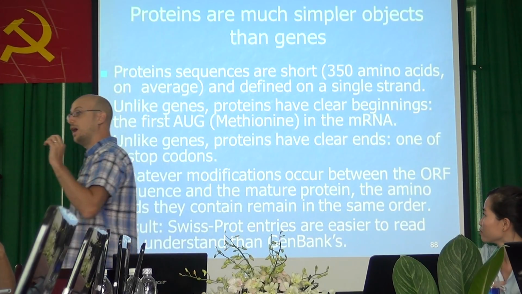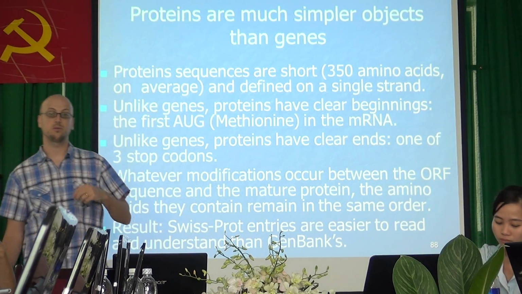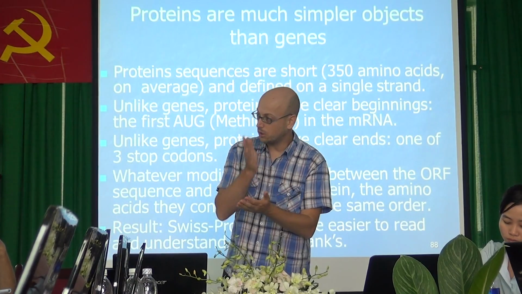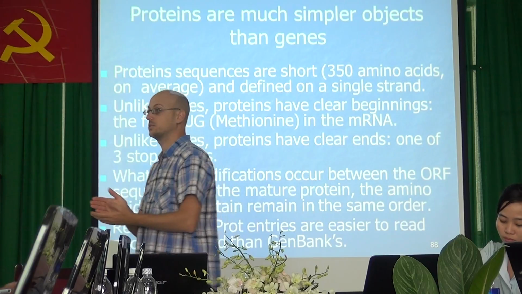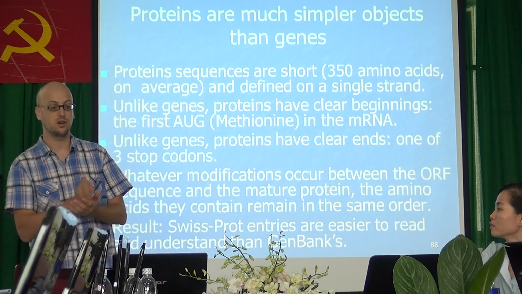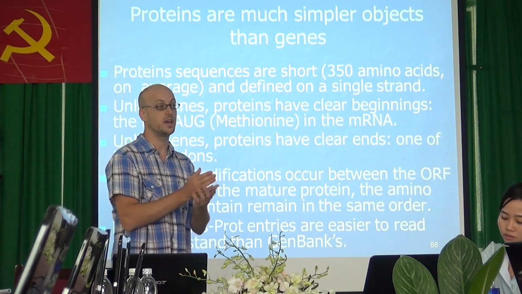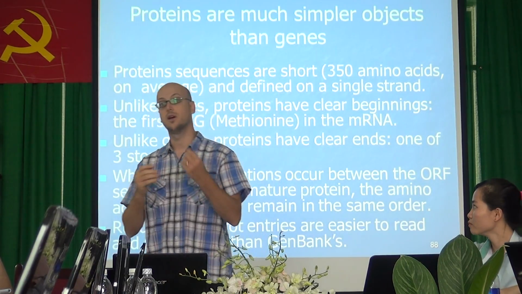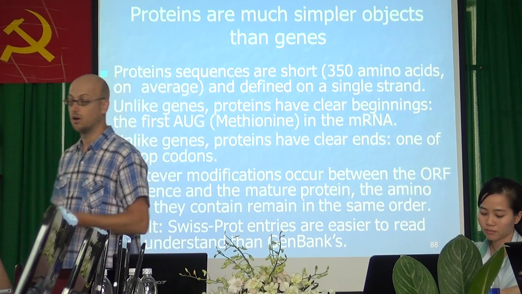So, unlike genes we sometimes don't know when they start. So, with proteins we always know where they start. At least with bacteria, it's always the first AUG, the first triplet AUG, which is the first methionine of the messenger RNA.